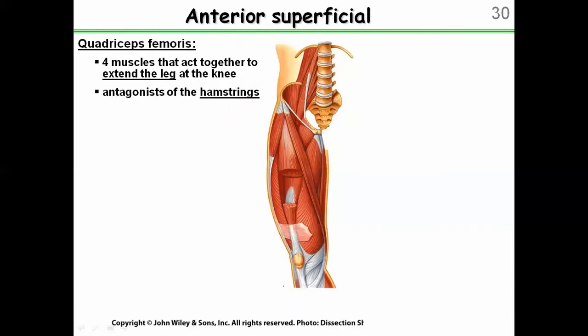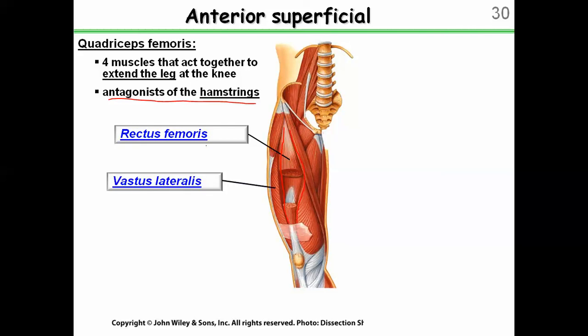Okay, so let's look at the quadriceps femoris muscles. So these muscles are antagonists of the hamstrings. So where the quadriceps femoris muscles are in the anterior compartment, the hamstrings are going to be in the posterior compartment. The quadriceps include the rectus femoris. Rectus because its fibers are running parallel to the midline of the thigh. So it's right up and down the midline of the thigh. You see that muscle.